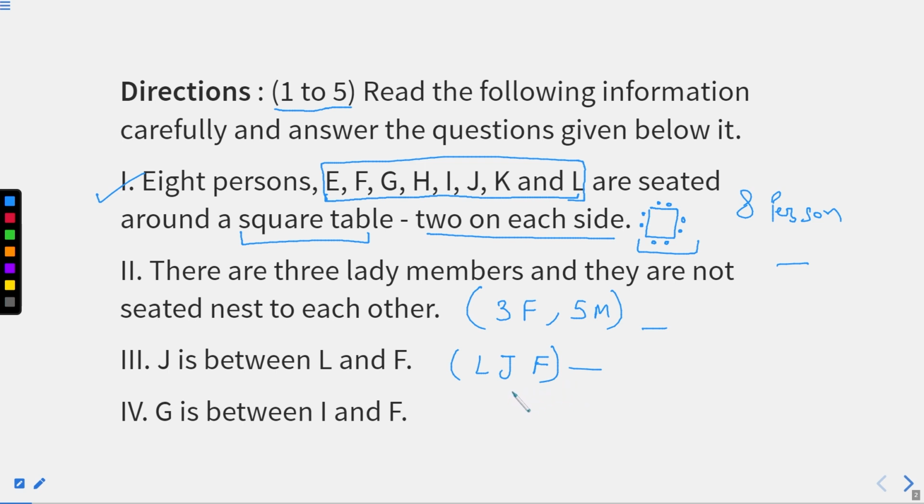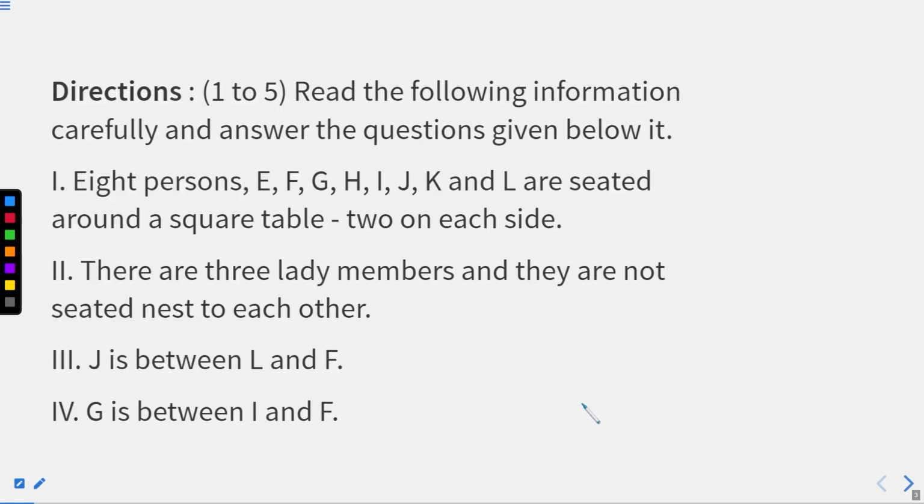First you will arrange all 8 persons in the correct sequence of their sitting, right? The fourth point says, point number 2 is clear, point number 3 is clear. Now point number 4 says that G is between I and F. So G is between I and F. I hope this part is also clear, right? We now have two constraints of F. In between F and L we have J. In between F and I we have G, right? Now we'll read the further instructions.